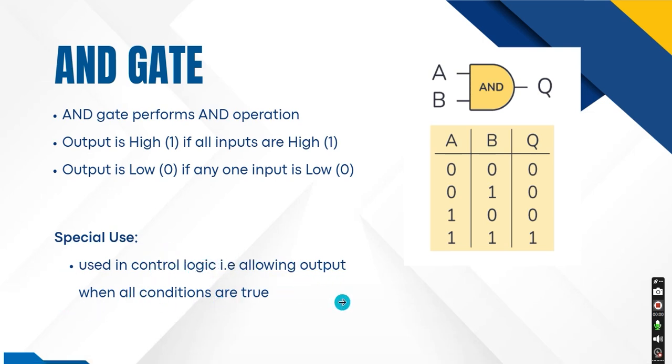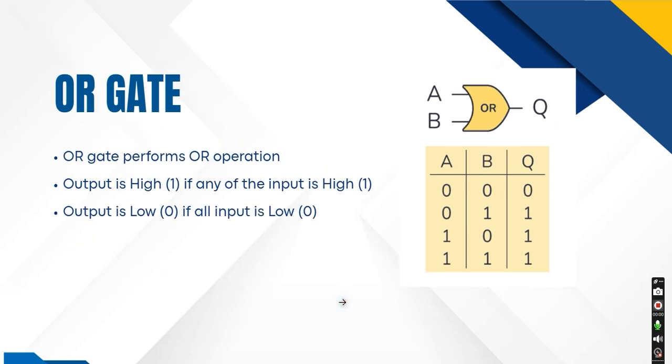We've talked about this. So let's dive down into the OR gate. The OR gate performs the OR operation, and the output is 1 if any of the inputs is 1, and the output is low if all inputs are low. For example, here A is low, B is also low, so my output Q is low. A is low, B is high, my output is going to be high. So if any of the inputs is high, the output is going to be high for that row.